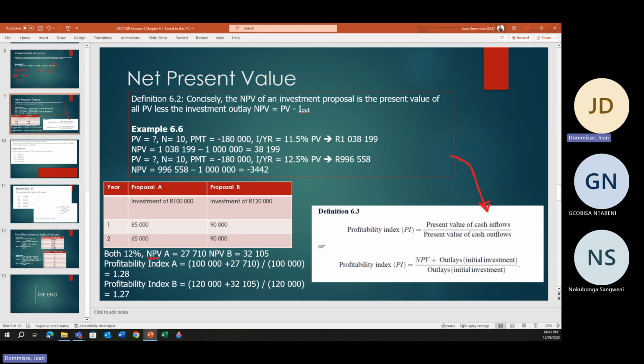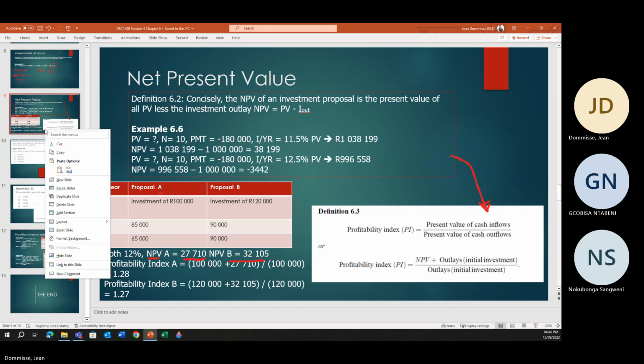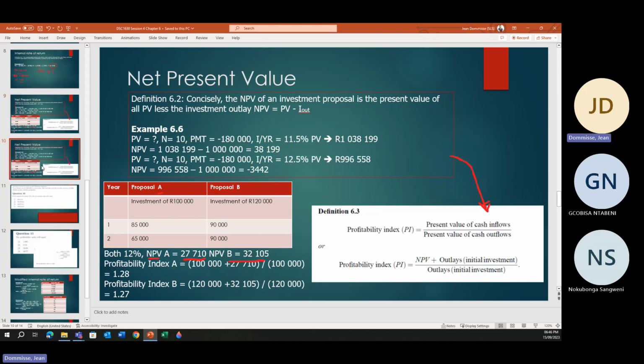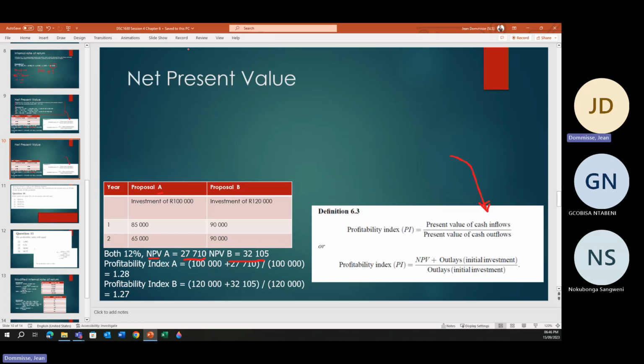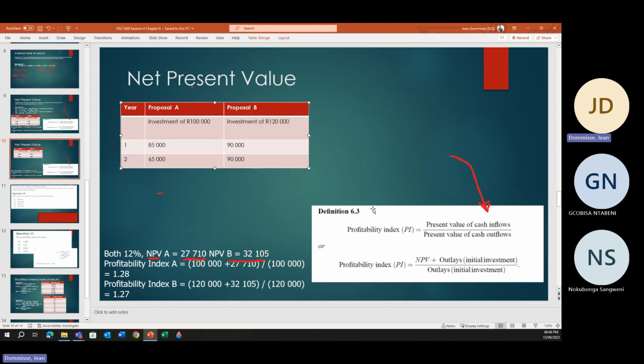Okay, so what is interesting is what they've done in this question is they told us that the net present value of proposal A is 27,710, and they told us the net present value of proposal B is 52,000. Okay, so we can actually just work on that component. The rest we can take out. It is in the previous slide.